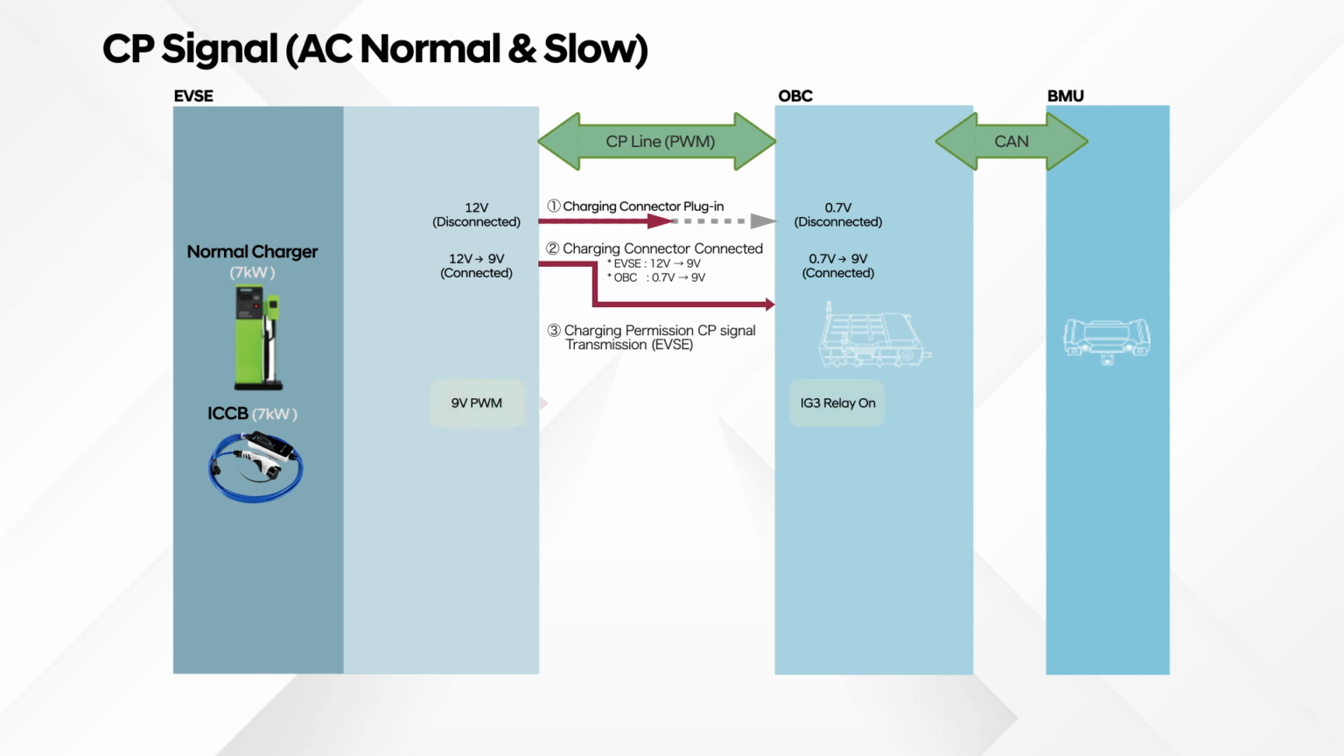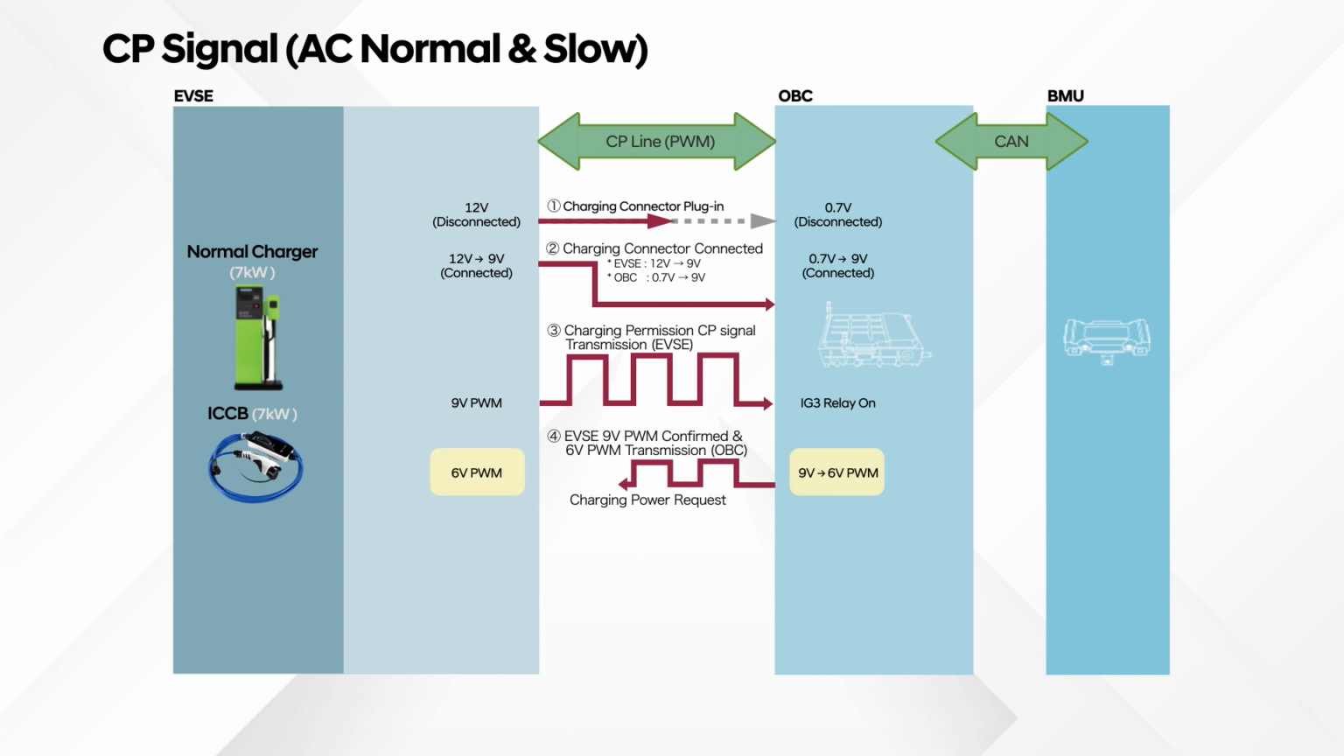For permission to charge, the charger transmits the CP signal to the OBC in PWM waveform, and the OBC receives this signal and activates IG3 relay number 1 to power the charging-related controllers. The OBC converts the 9-volt duty waveform into a 6-volt duty waveform to request charging power from the charger. The charger supplies AC power to the OBC.